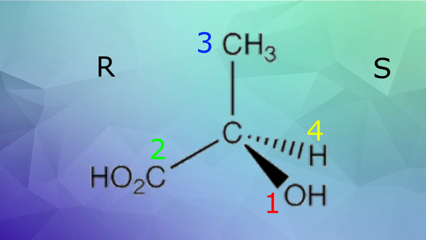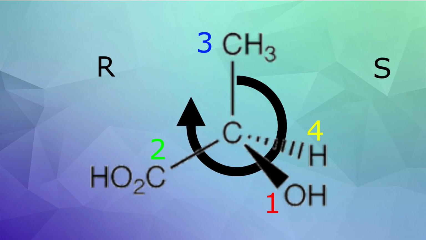Then look at it as though the least important atom, 4, were going directly away from you. If the numbers of the others are going clockwise, then it'll be R. If they're going counterclockwise, it'll be S. Remember, R for right way around.